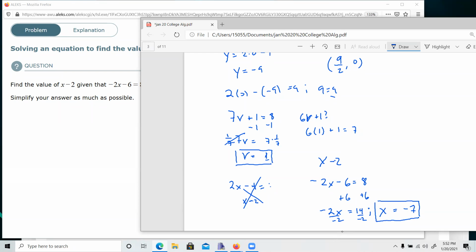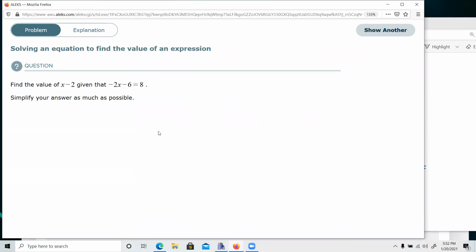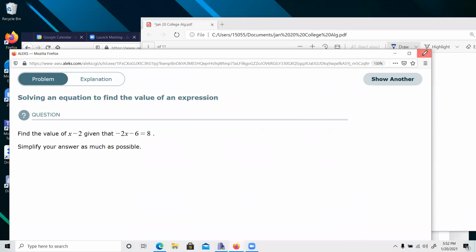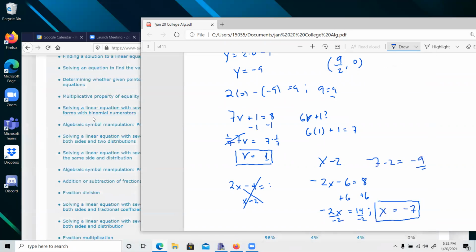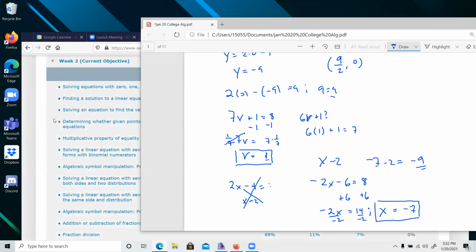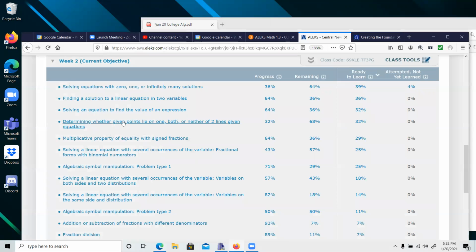Then we have to plug it back into here and say, well, what's minus 7 minus 2? You're $7 in debt. You spend $2 more. Congratulations, you're $9 in debt now. So that's all they're asking you to do for this. Let's go ahead and do one more here. Determine whether given points lie on one or both or neither of the two lines given.